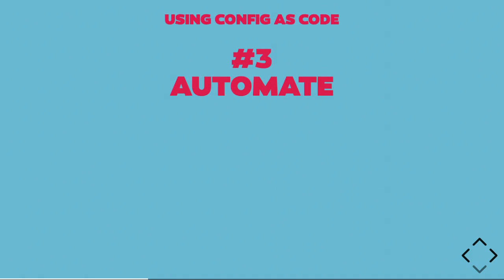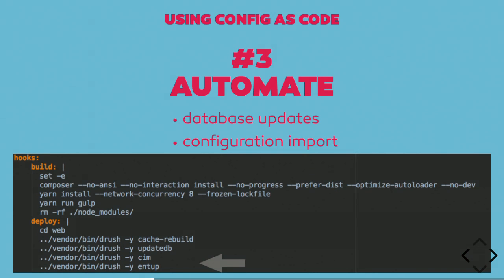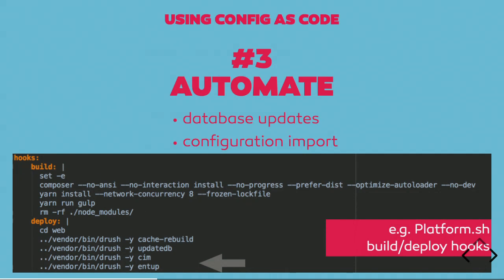And that's actually the hardest thing to do. We need to automate like everything. We need to automate the database updates. We need to automate the configuration import. And in the ideal way of doing so, for example, if you do this on platform.sh, you need to separate between a build step as well as a deploy step. As you can see, in a build step, you actually pull all your dependencies with Composer, so PHP will be well configured.